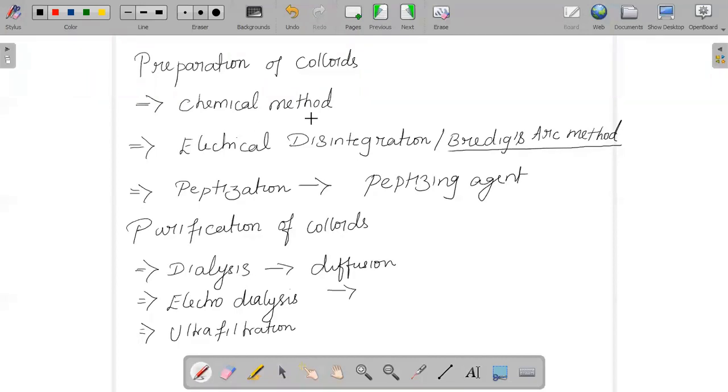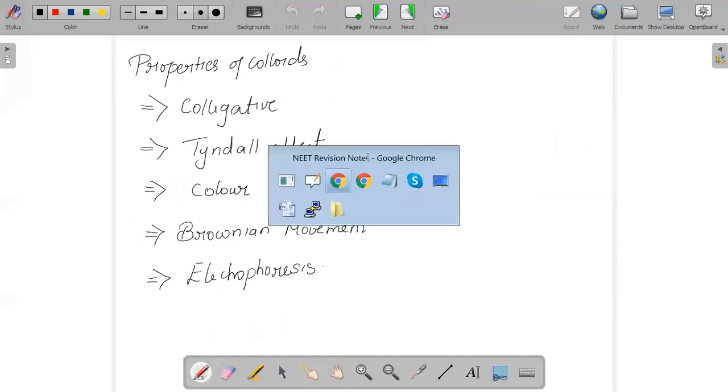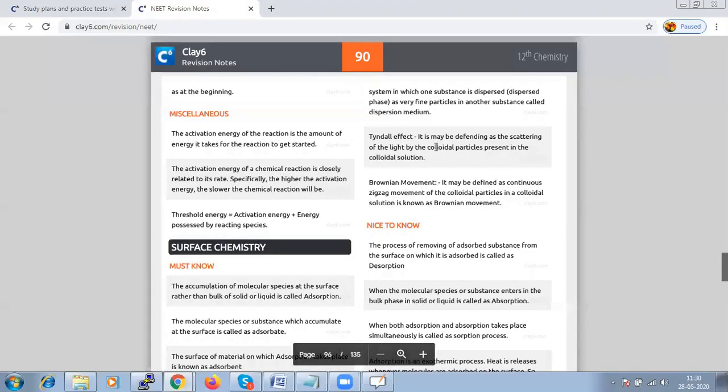And next, what are the properties of colloids? We have different properties of colloids. One is the colligative property. The particles in colloids are bigger aggregates than those in a true solution. Hence, the number of particles in a colloid is lesser than in a true solution of the same concentration. And next, what is the Tyndall effect?